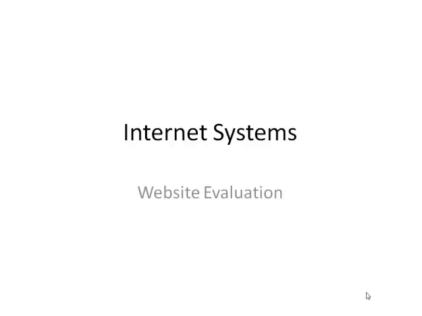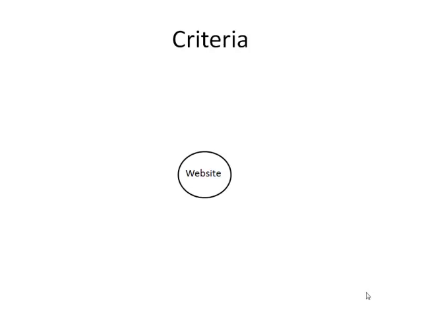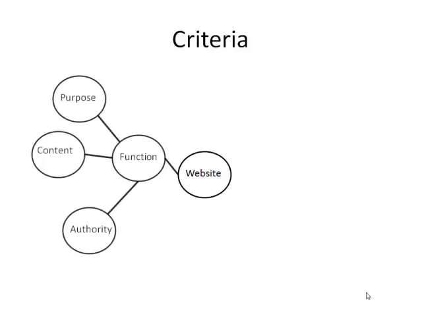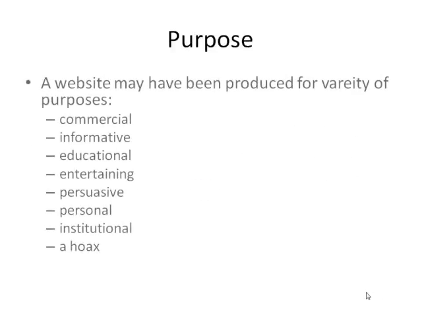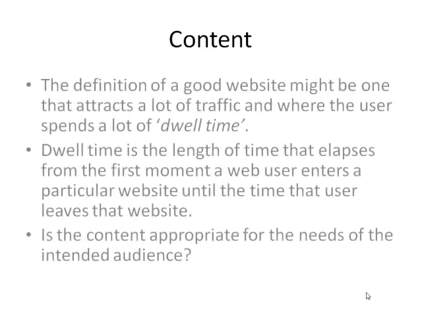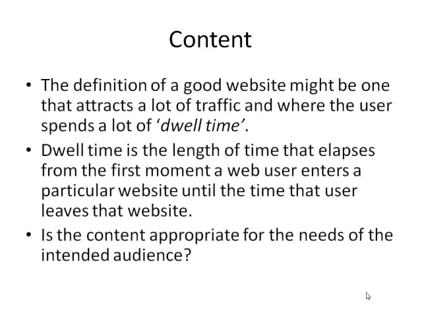Website evaluation. To start with, we are going to consider the website from two different aspects. Firstly, from the point of view of what is it, and secondly from the point of view of what does it look like. Starting with purpose. The purpose of a website can be manifold. There's a list here, it's not comprehensive. If you're going to understand the success or failure of a website, you've got to understand what its purpose is.